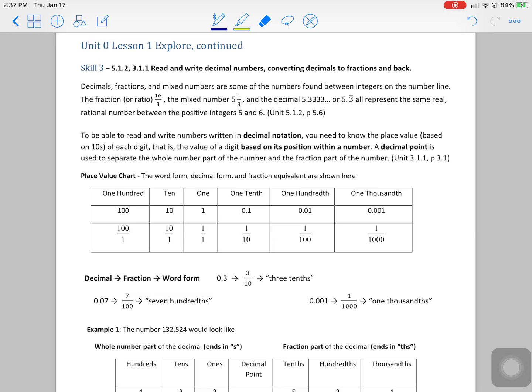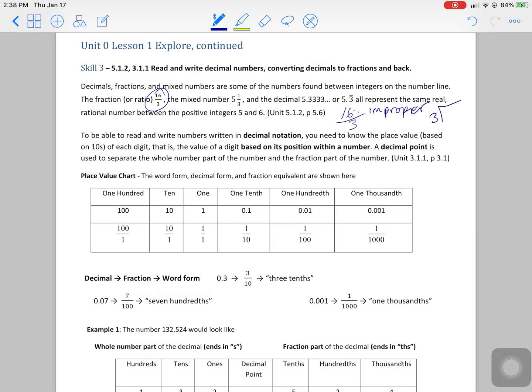So let's work on the decimal part of this. They're giving you an example right here that has a fraction or a ratio. This 16 over 3 right here can be called an improper fraction because the numerator, the number on top, is larger than the denominator on the bottom, the 3. It's also considered a fraction or a ratio or an improper fraction, okay? That can be converted to a mixed number.